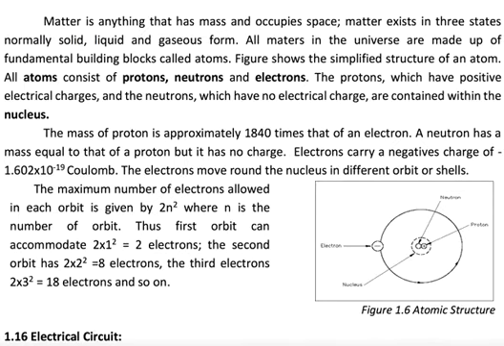The electrons move around the nucleus in different orbits or shells. The maximum number of electrons allowed in each orbit is given by 2n square, where n is the number of the orbit. Thus the first orbit can accommodate 2 electrons. The second orbit, 2 into 2 square, 8 electrons. The third orbit can have at most 2 into 3 square, that is 18 electrons, and so on.